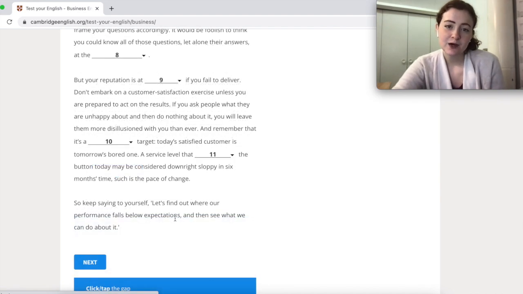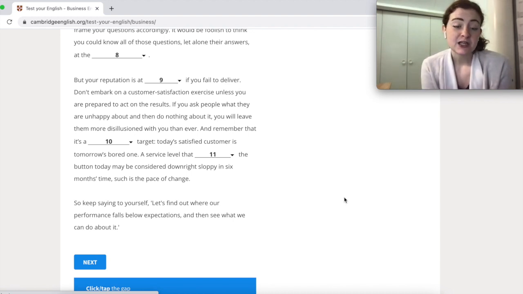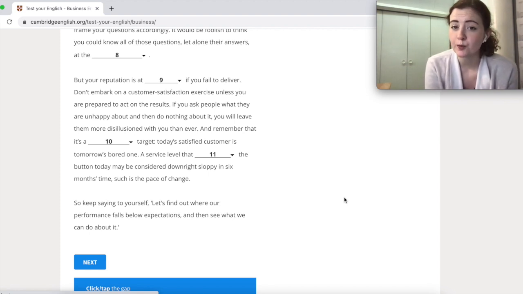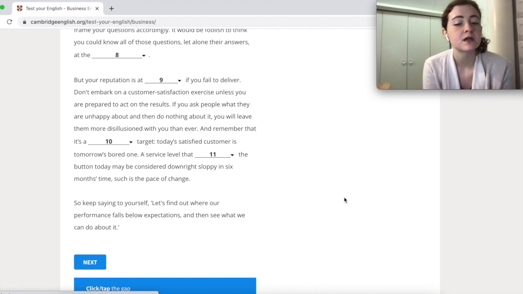Since the last paragraph is short and has no answers in it, I will read that along with the next paragraph that has 3 fill in the blanks or fill in the gaps. But your reputation is at blank if you fail to deliver. Don't embark on a customer satisfaction exercise unless you are prepared to act on the results. If you ask people what they are unhappy about and then do nothing about it, you will leave them more disillusioned with you than ever.